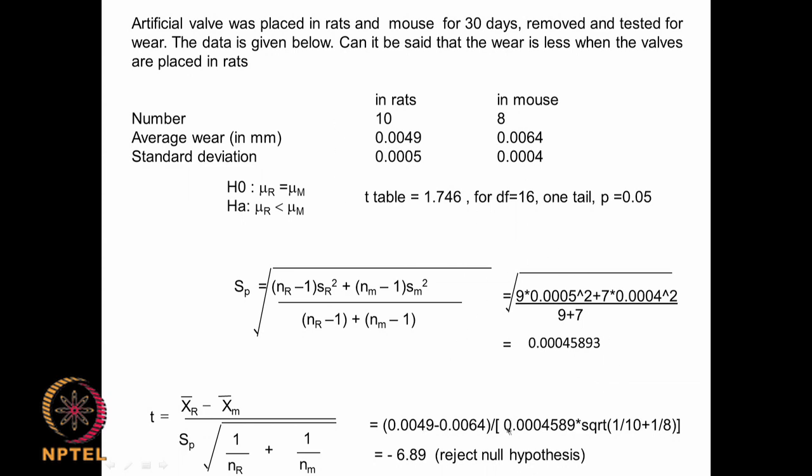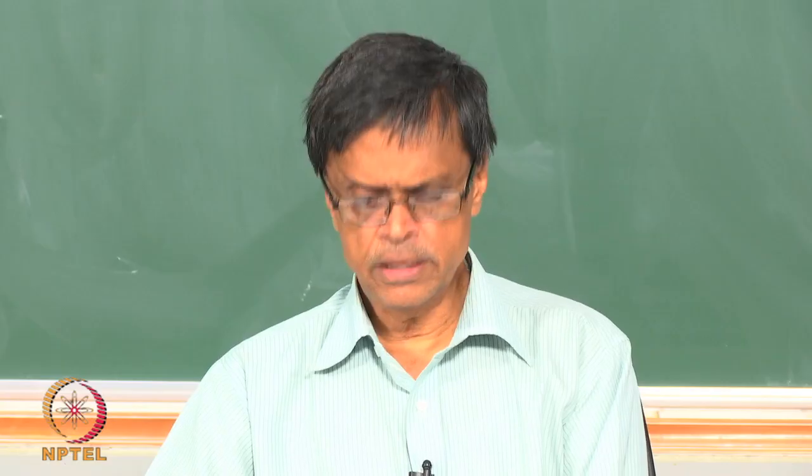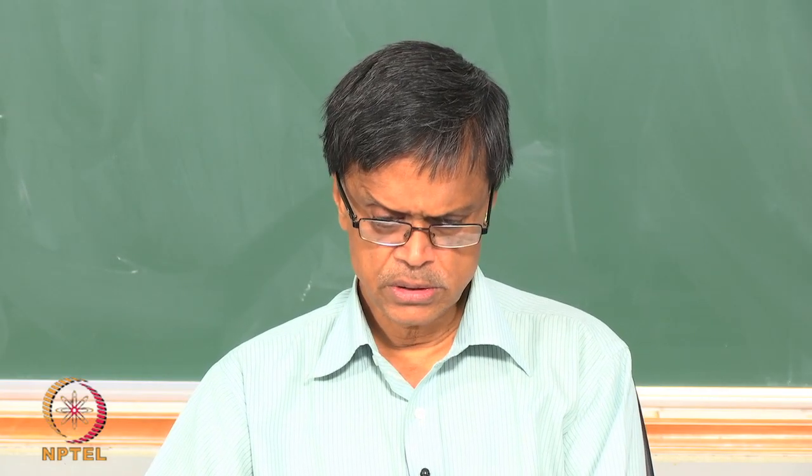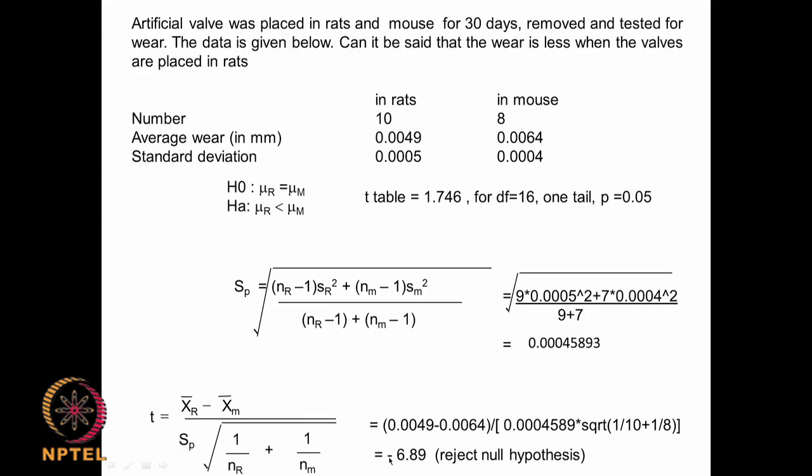So, divided by, we are taking this, then we are taking a square root of 1 by 10 plus 1 by 8, we get 6.89. Okay. So, obviously, the t value we calculate is much larger than the table t. So, we reject the null hypothesis at 95% confidence interval. Okay. So, then we accept the alternate hypothesis. Please note there is a minus here because I have taken rat minus mouse and the rat numbers are smaller.